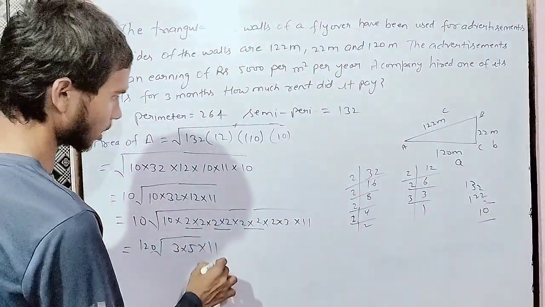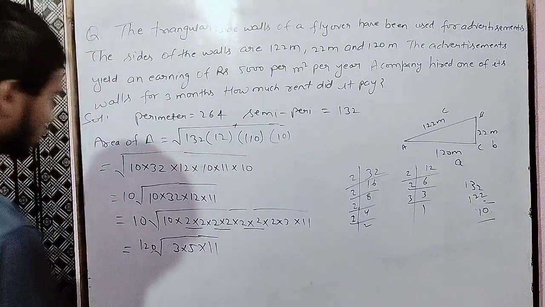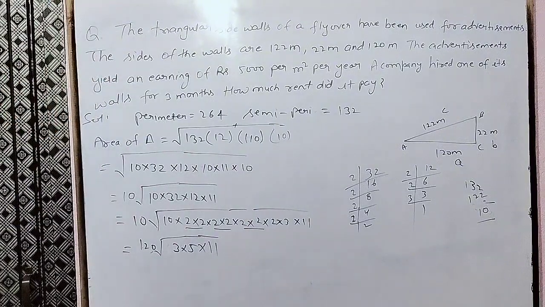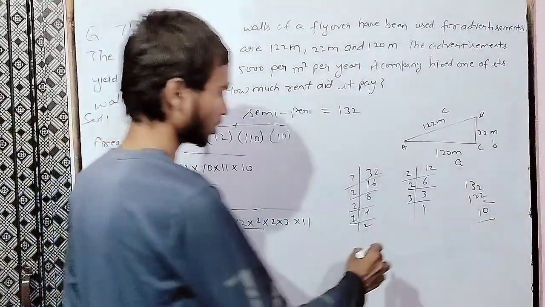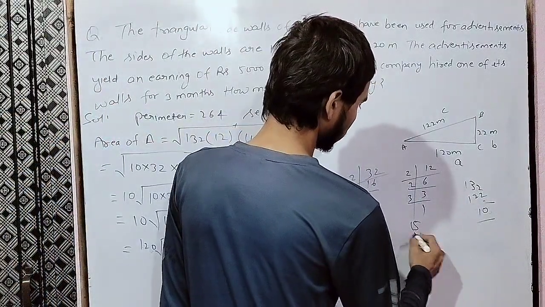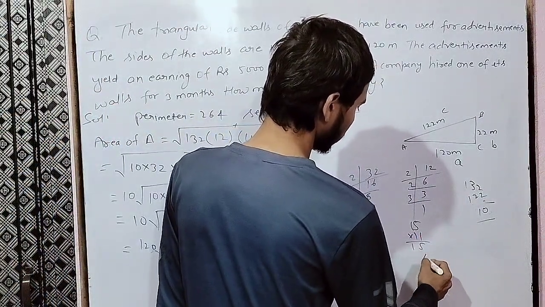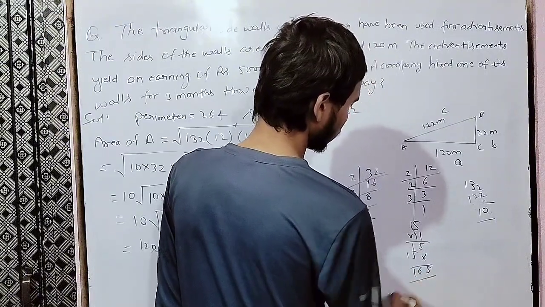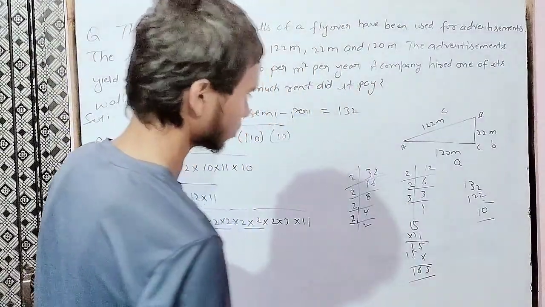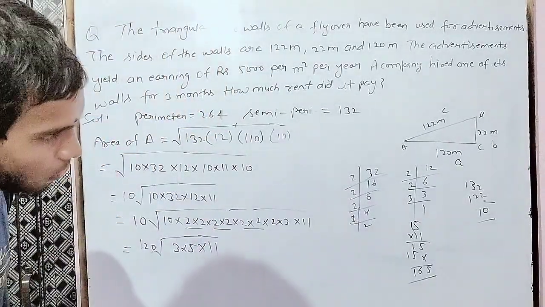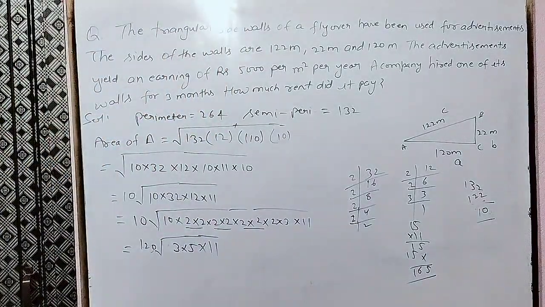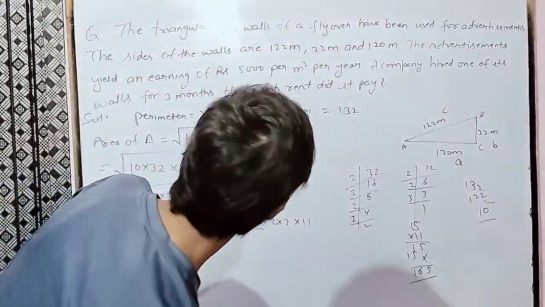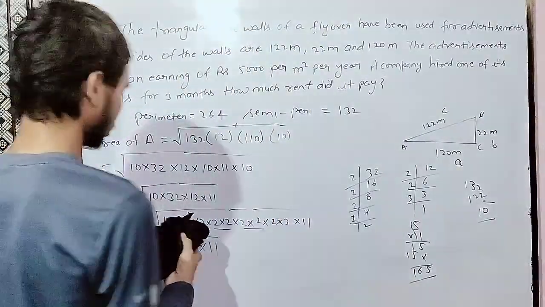And this is 11, 15, 11. 15 multiplied by 11 will be 165. Now I am doing another method.